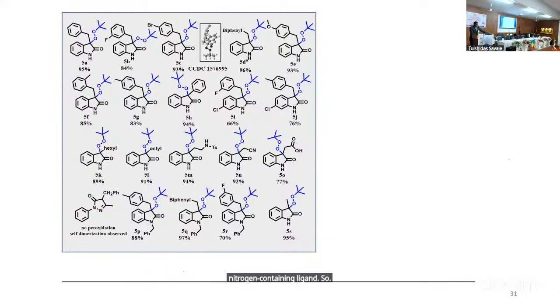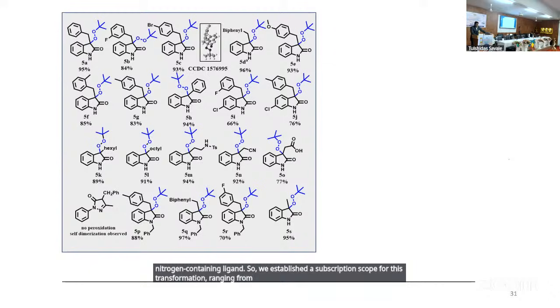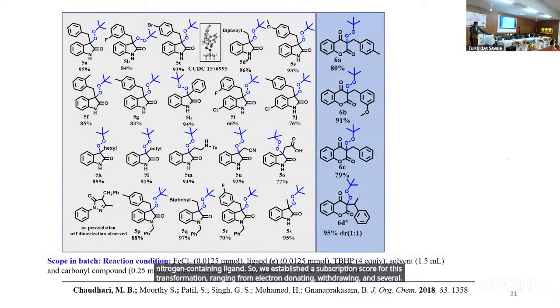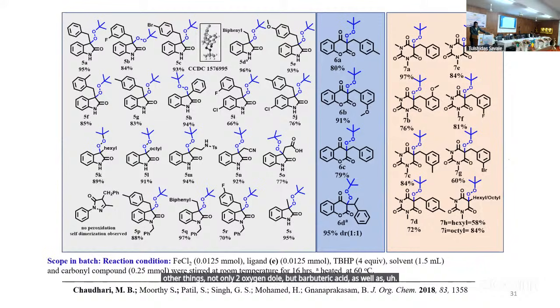So we established a substrate scope for this transformation, ranging from electron donating, withdrawing, and several other things. Not only 2-oxyindole, but barbituric acid as well as coumarins also work well in this transformation.